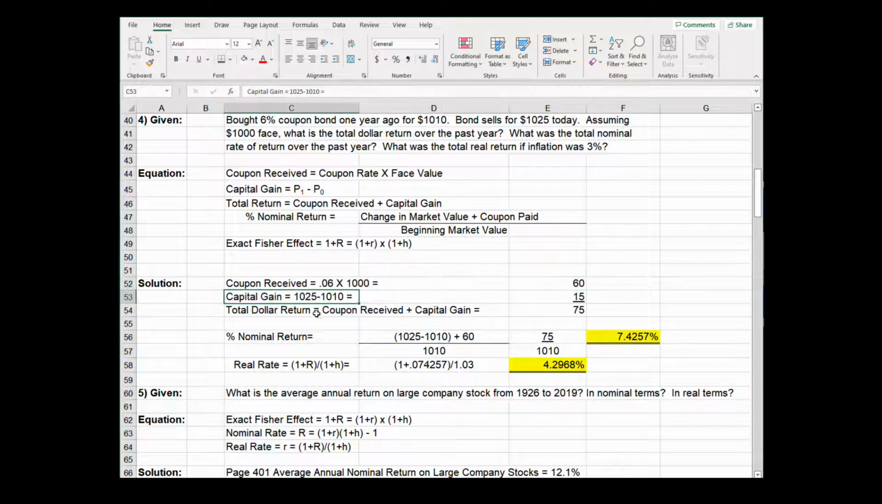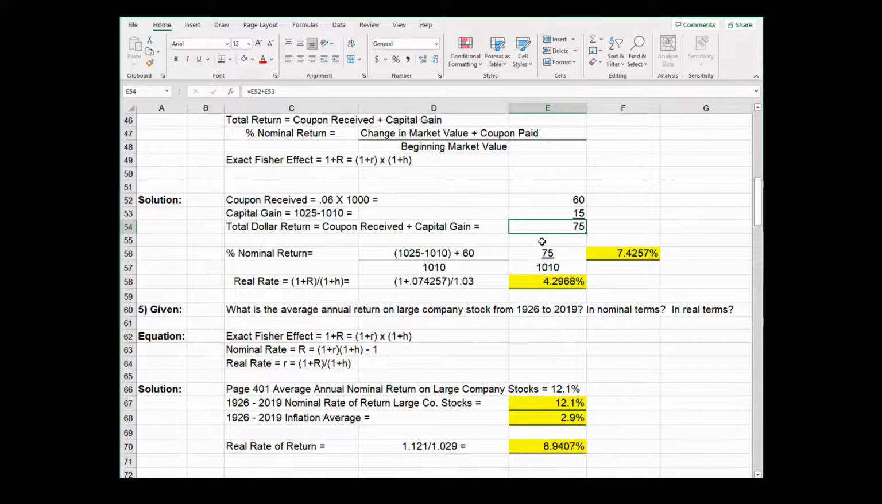So the coupon received is the coupon rate, 6%, times face value or par value of $1,000, $60. The total gain in price appreciation, capital gain, is $10.25 minus $10.10. And my total dollar return will be that coupon plus the capital gain, and this total will be $75. So my nominal return will be $75 over the original bond price of $10.10, or 7.4257%.